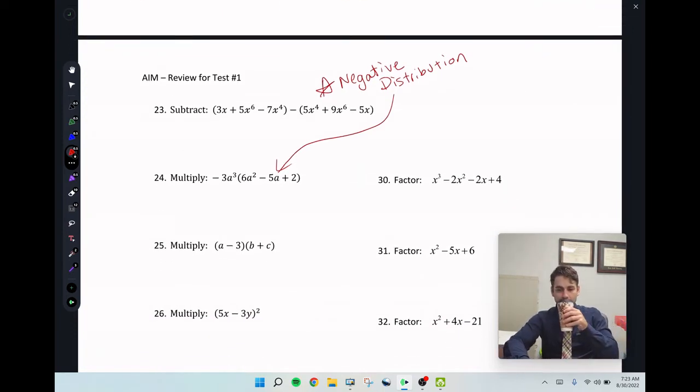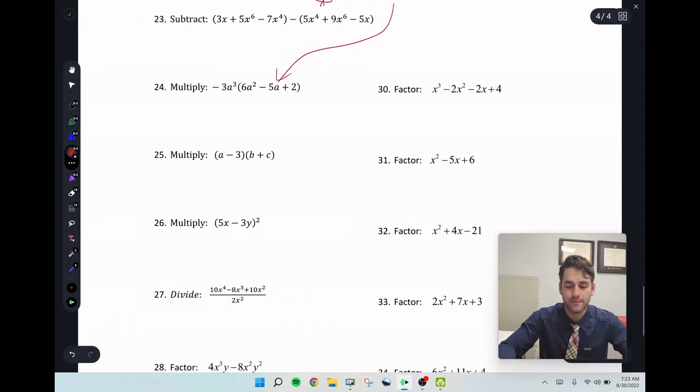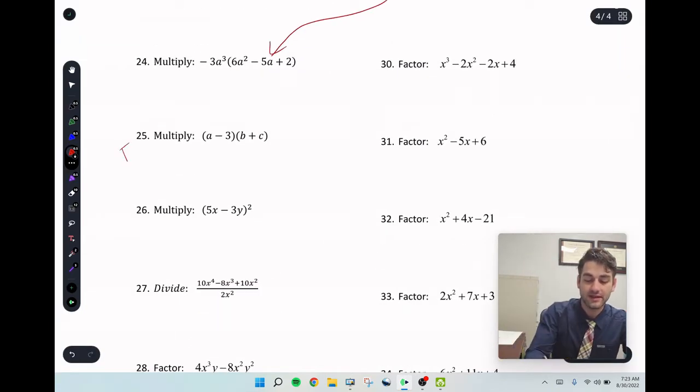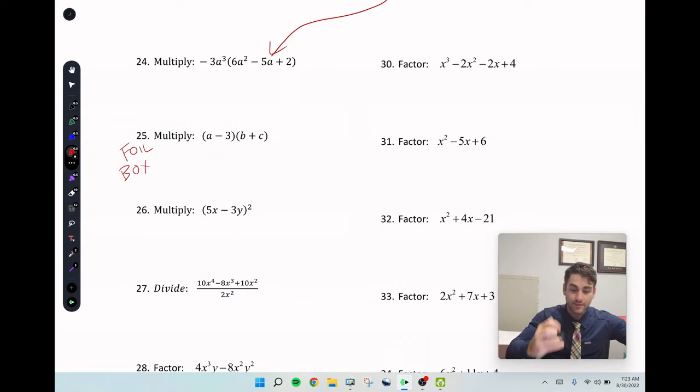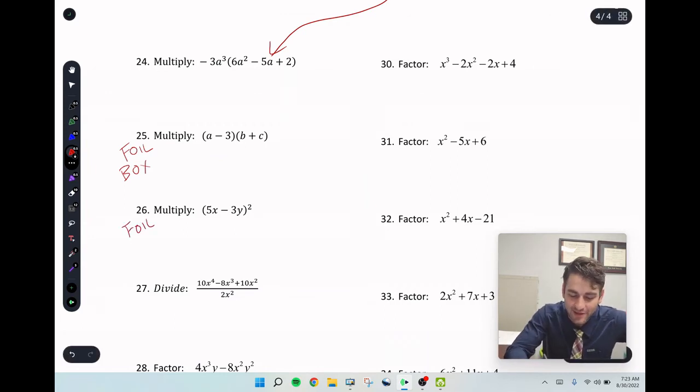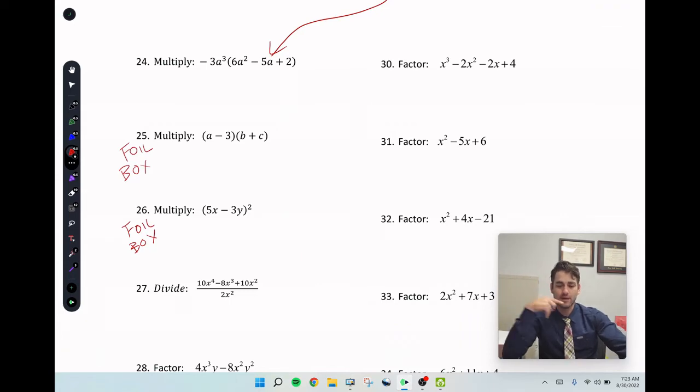All right, factor. I'll keep going in order, and then I'll hop over to 30. Foil or box. Watch that video. Foil or box. I don't mind which one. I like both. They're both good. Same thing here. Foil or box. And there's a little trickiness to it because it's like, whoa, I don't see what to foil. If you really think about what exponents mean, you might see that.